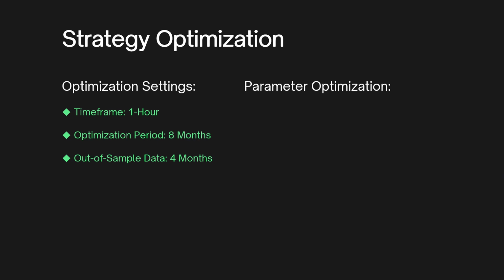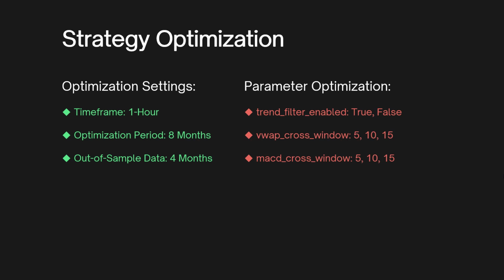We'll focus on optimizing the following key parameters. EMA trend filter. To enable or disable the EMA trend filter. VWAP and MACD cross windows determine how long each crossover signal remains valid, since these signals don't always happen at the same time. ATR multiplier and risk ratio. Used to set effective stop-loss and take-profit levels. We'll use Freqtrade's HyperOpt tool to find the best combination of these settings, aiming to maximize profit while minimizing drawdown.